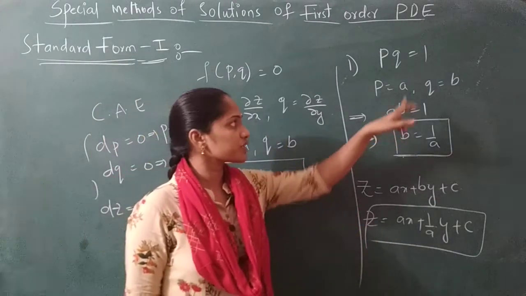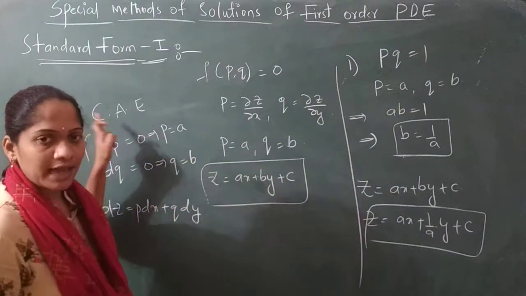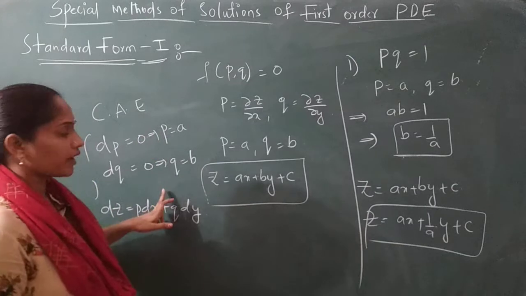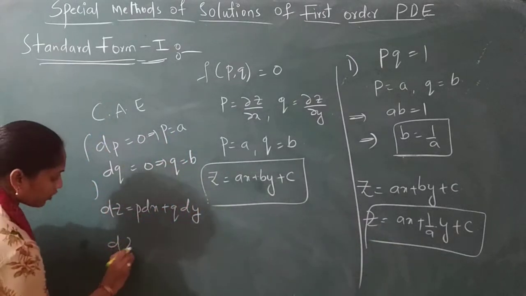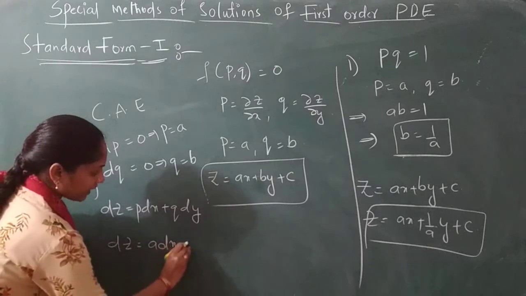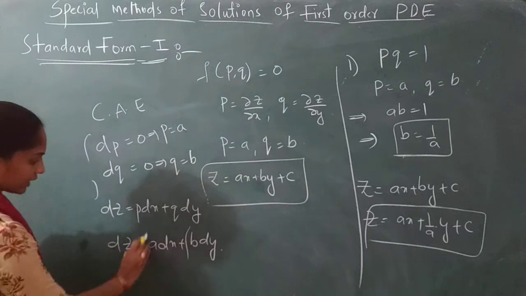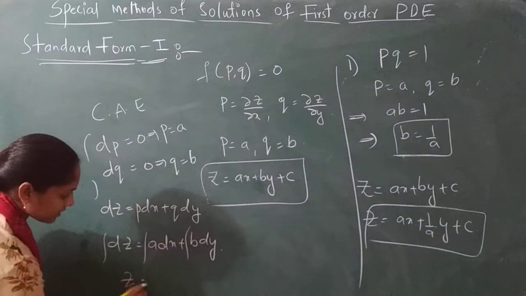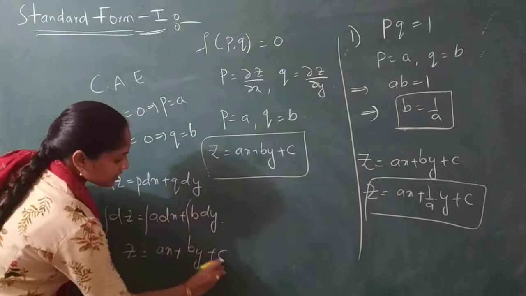But if you use this form in Charpit's method, you have to substitute in the Charpit's auxiliary equation and find out the values of p, q and substitute here. Now dz is equal to a dx plus b dy, right? Substituting the values, if you integrate, what is the answer? z equals ax plus by plus an integral constant.